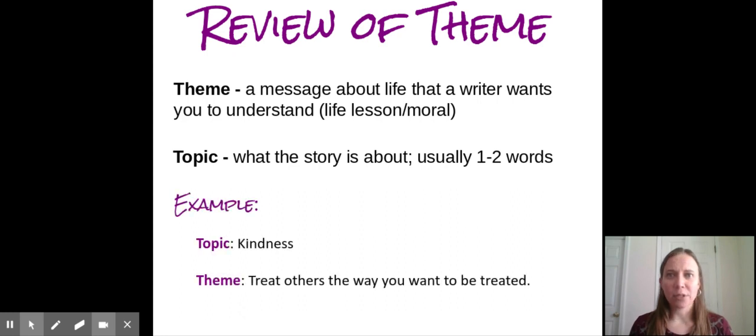So, for example, somebody might say, well, the story is about kindness. Sure, but that's a topic, not a theme. So, if the topic is kindness, some themes or life lessons that could come from that would be treat others the way you want to be treated. Again, a topic is just going to be 1 to 2 words, but a theme would be a full sentence life lesson like treat others the way you want to be treated.